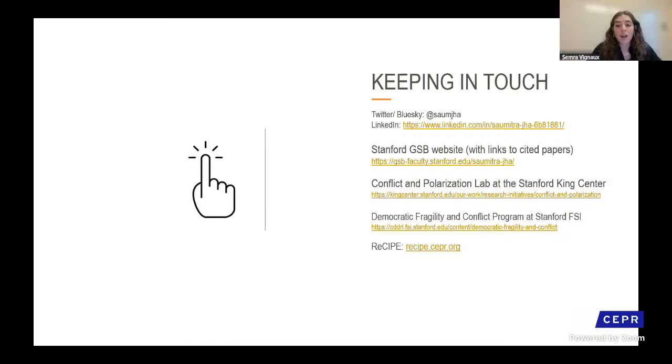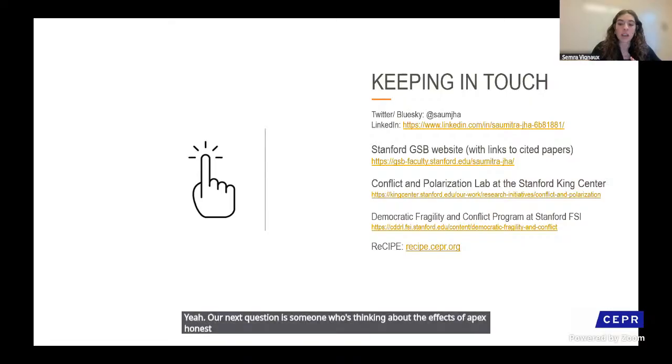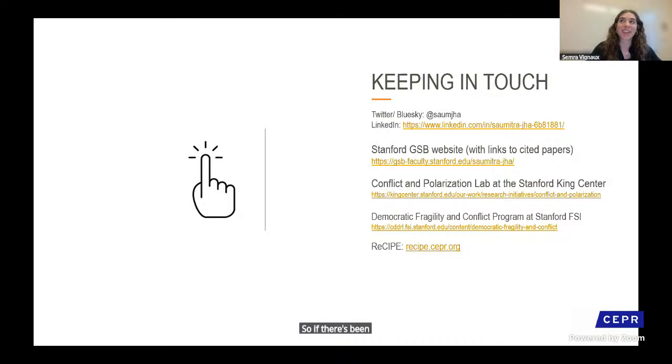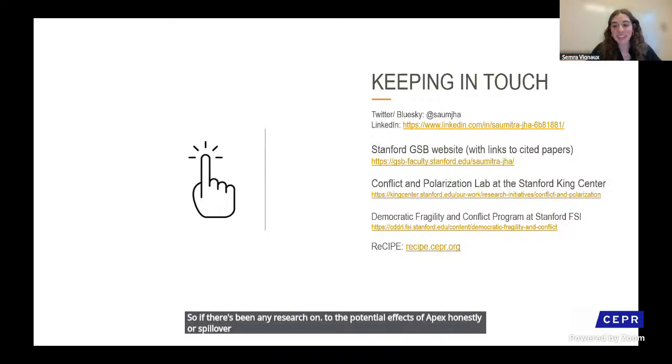Yeah. Our next question is from someone who's thinking about the effects of apex honesty, and they want to know if we know anything about how likely positive versus negative images of leaders are to spread. So, if there's been any research on the potential effects of apex honesty or spillover there.